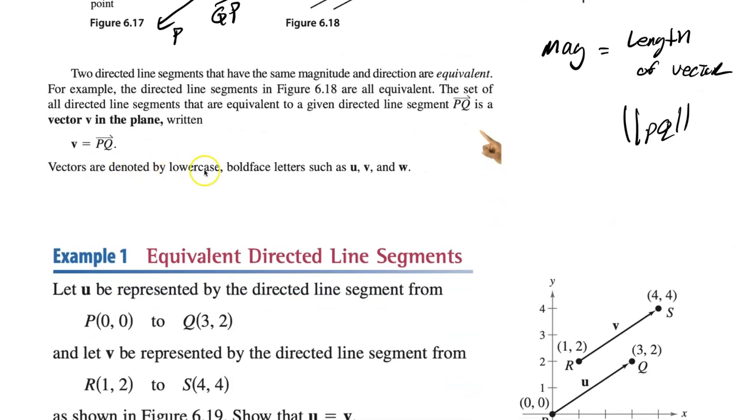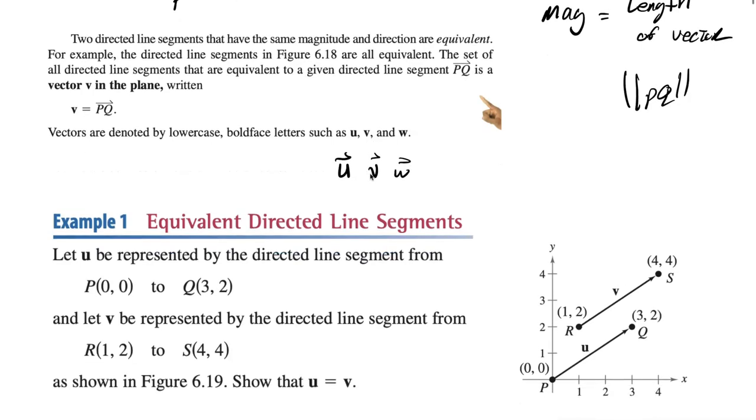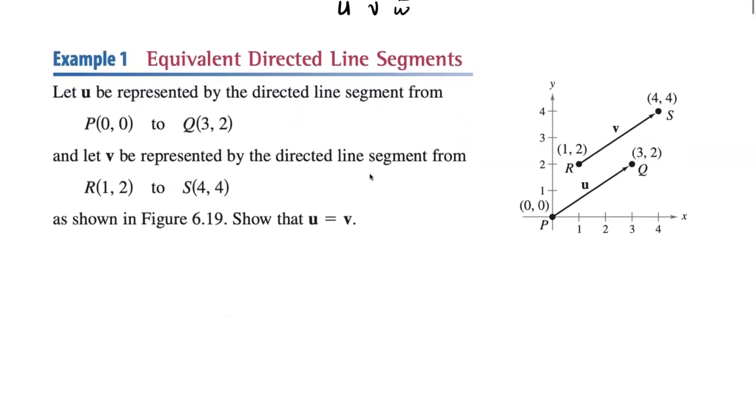Vectors are usually denoted by lowercase boldface letters, so you see it like this. Or, since it's hard to bold on paper, a lot of times they'll put a little vector head on it. Okay, let's get into it. Let U represent the directed line segment from P to Q, and let V represent the directed line segment from R to S. Show that U is equal to V.